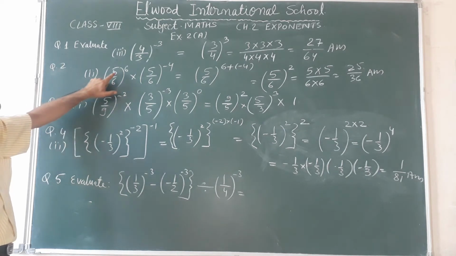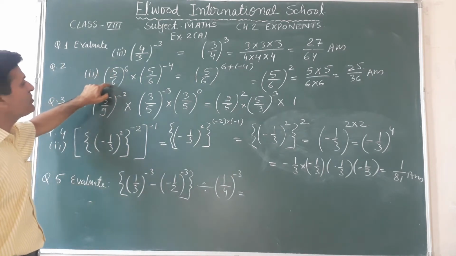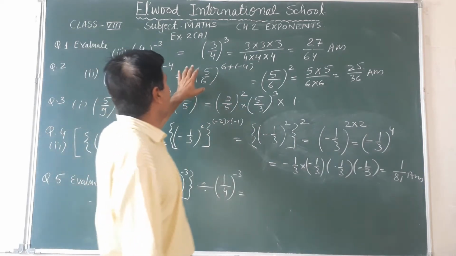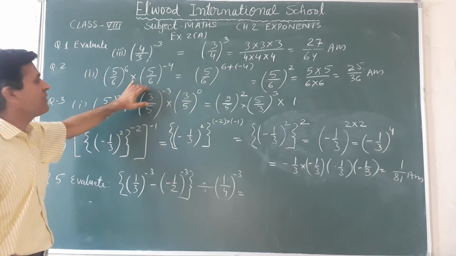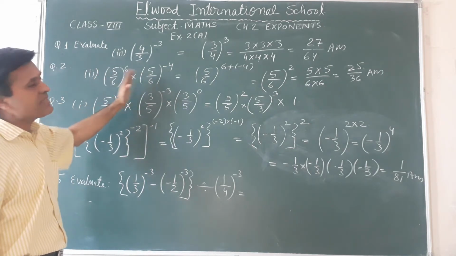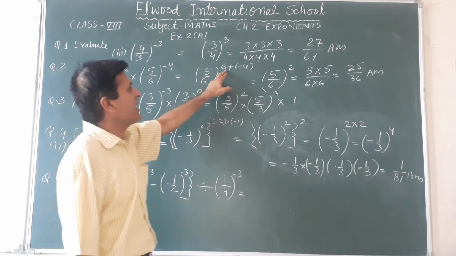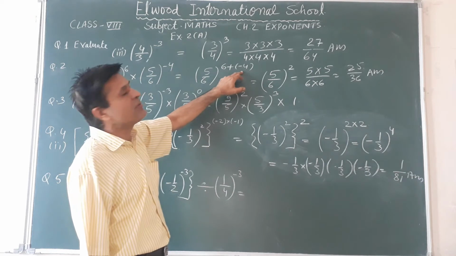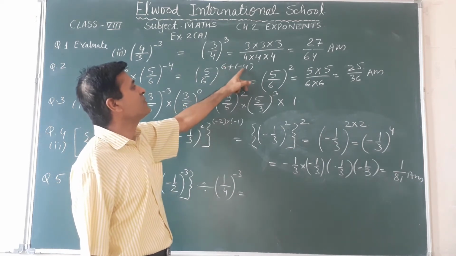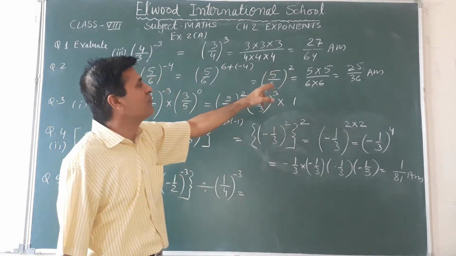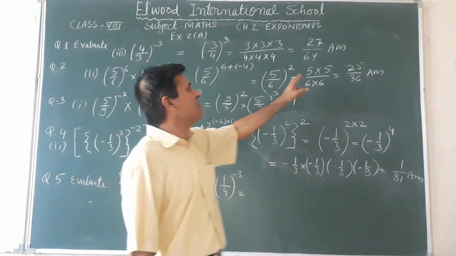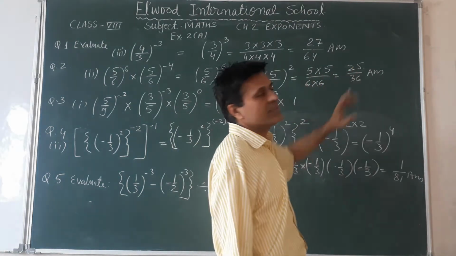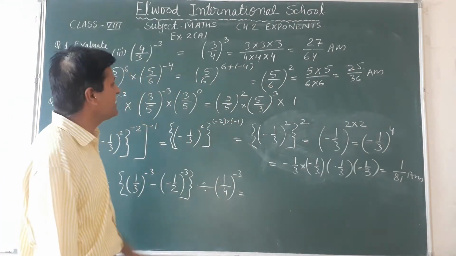Question number 2, second part is (5/6) raised to power 6 multiplied by (5/6) raised to power minus 4. In this we will apply the first law, that is, the bases are same, so the powers must be added. I have added 6 plus minus 4, so plus minus 4 becomes minus 4, so 6 minus 4 is 2. So (5/6) raised to power 2 is 5 into 5 and 6 into 6. 5 5s are 25 and 6 6s are 36. So 25/36 is the answer.